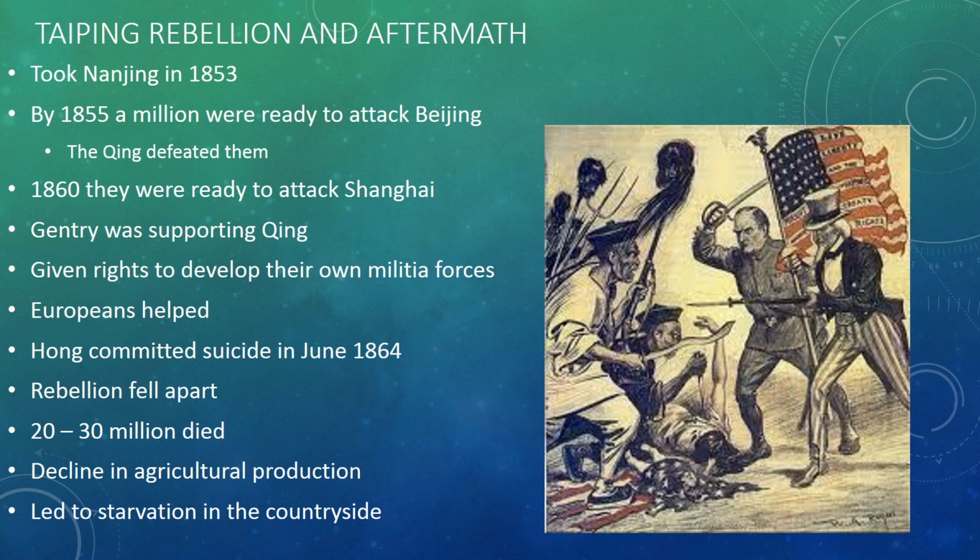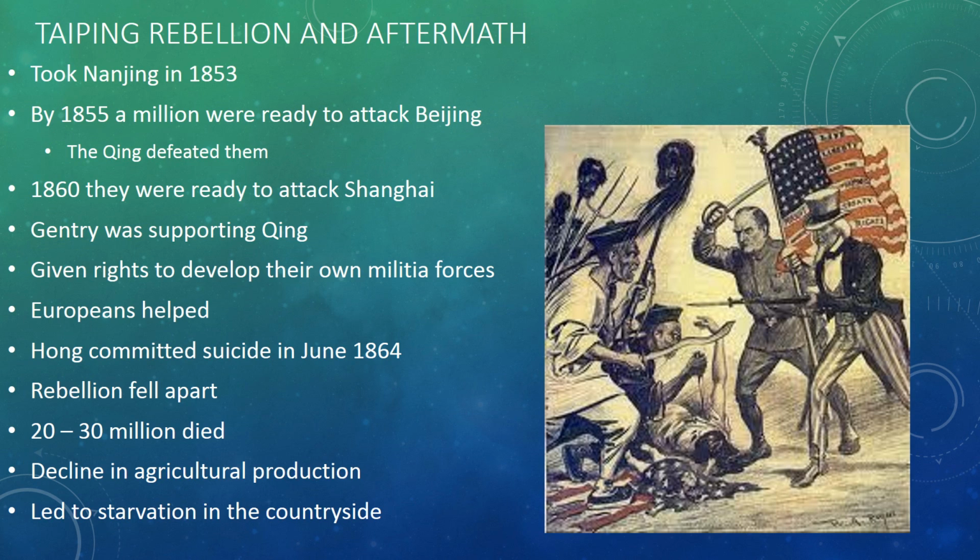However, the Qing army does defeat them because they are more superiorly manned and technology ridden. By 1860, they are ready for an attack on Shanghai. However, the local groups of gentry are supporting the Qing and are given rights to develop their own militia forces. Those militia forces are gathered in opposition to the rebels, and they are joined by the Europeans who come to help. One of the leaders of the initial rebellion, Hong, will commit suicide in June of 1864. When he commits suicide, the rebellion falls apart.